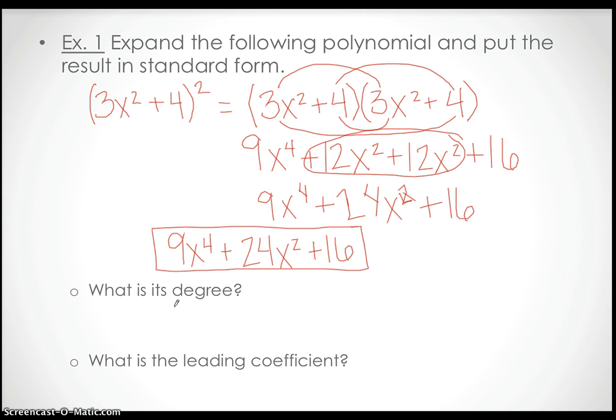Now they would like to know what is its degree. It's in standard form already, because we go from the highest exponent down to the lowest. Its degree would be your highest exponent, which would be 4. So this guy has a degree of 4. And what is your leading coefficient? Well, that's on the term with your highest exponent, but it's not the exponent this time. Our leading coefficient is actually going to be 9. So it's the coefficient, which is the number out front of the highest degree term.